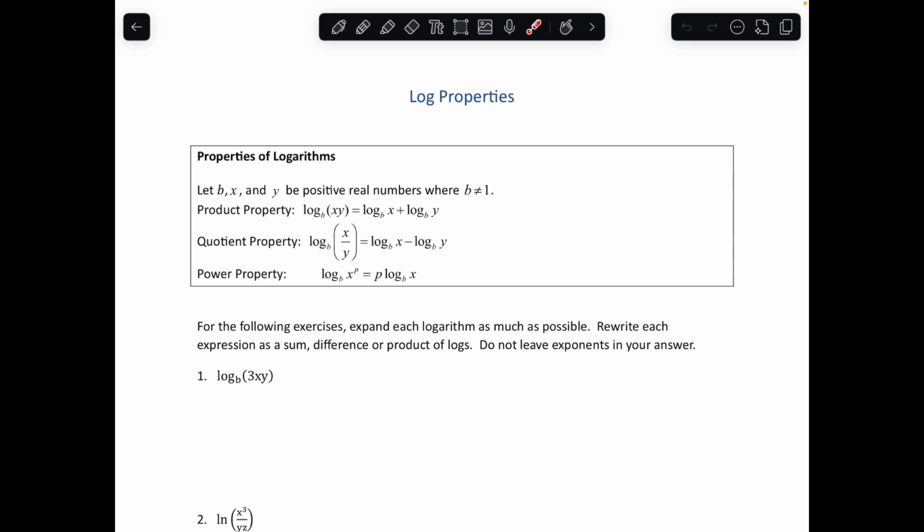And last but not least, we have the power property. The power property says that if I have a logarithm of something to a power, I can take that power and drag it down and multiply it in front instead of having it in the power. So log base b of x to the p power becomes p times log base b of x. With these in mind, let's go ahead and try some problems.